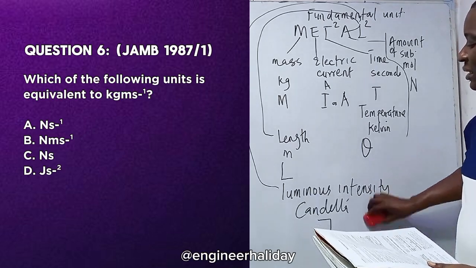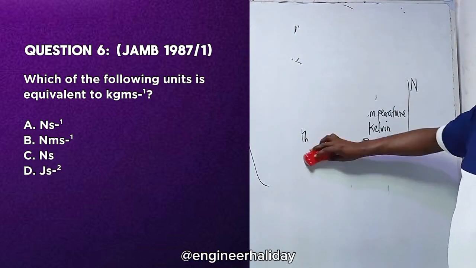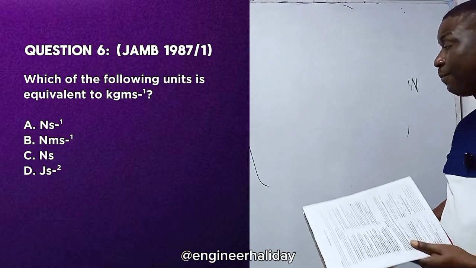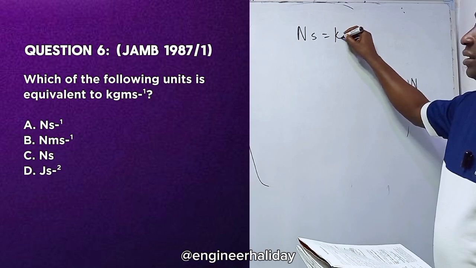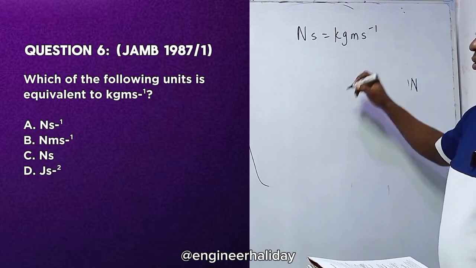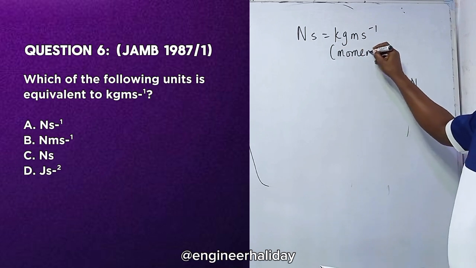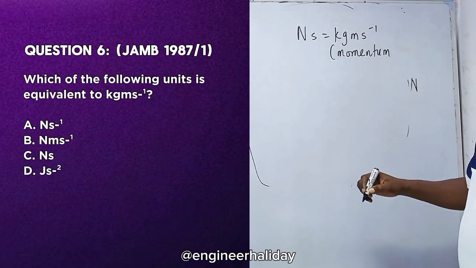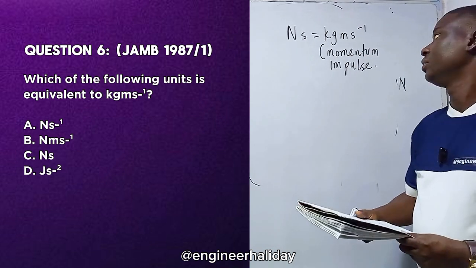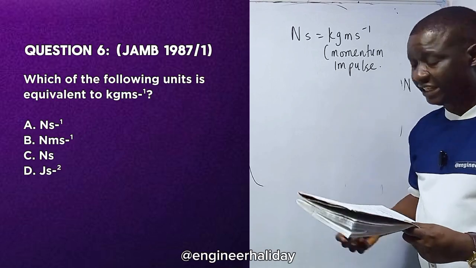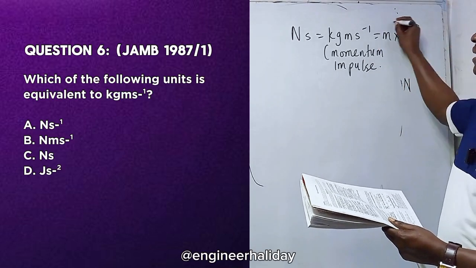Kg meter per second is a unit for impulse or momentum. Don't forget, the equivalent unit of impulse, pardon me, sorry for that, is Newton second. Kg meter per second is a unit for momentum, or what we call impulse. So the unit of momentum or impulse is kg meter per second, which is the same as mass times velocity in terms of formula.